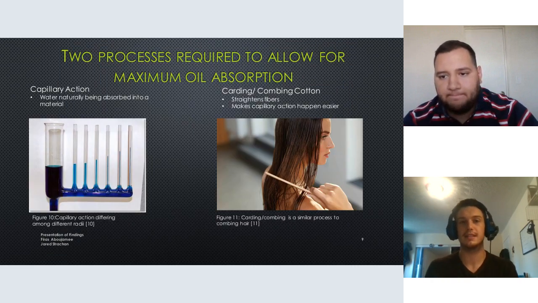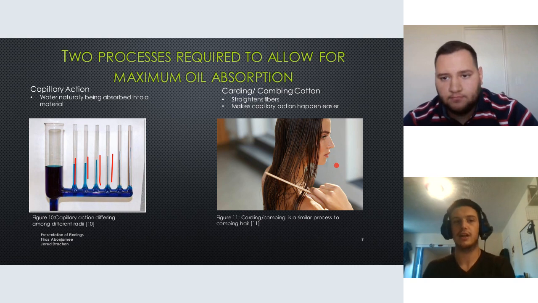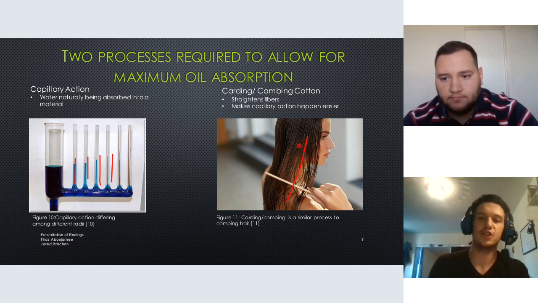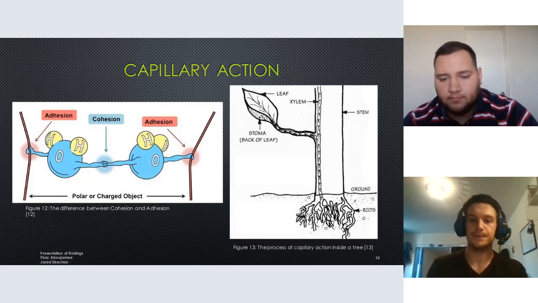There's two main processes that are required for the maximum oil absorption. The first is the capillary action. So it's actually liquid flowing into small spaces with or without gravity. And that's very important for the actual absorption into a material. And then there's a second process that's carding or combing, which is just the straightening of fibers almost for the actual cotton pads themselves, allowing them to be a little bit more absorbent.